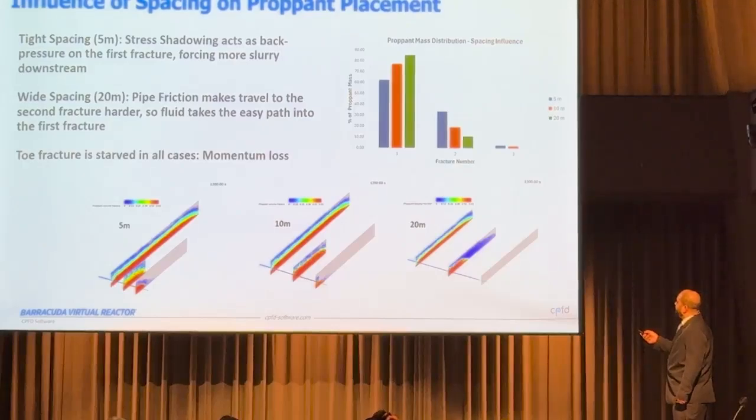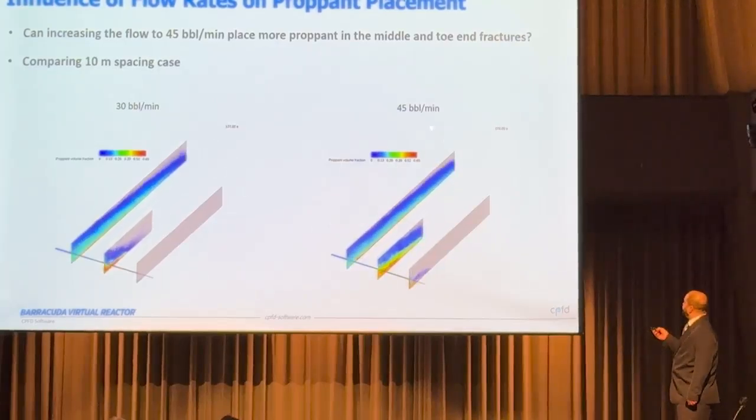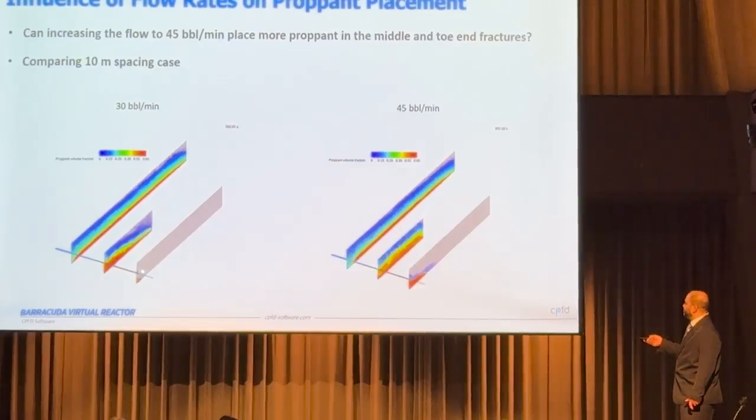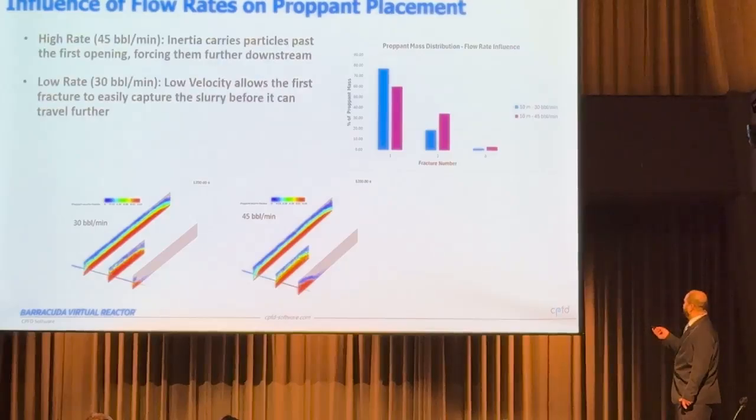All right, what if I increase the flow rate to 45 barrels per minute? I'm just looking at this 10 meter spacing. Yes, now I see that increased flow rate. I definitely see more proppant settling down in my third fracture compared to this case. If I just numerically compare it, I do observe that numerically as well, if I measure the total amount of mass. Again, the results are self-explanatory, so I'm not going to spend a lot of time on it.